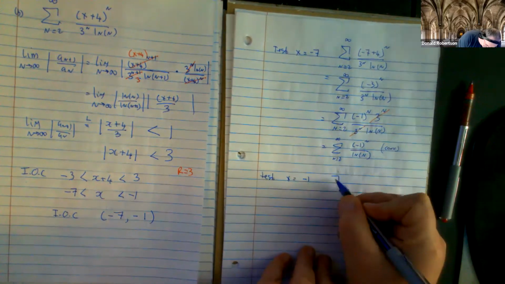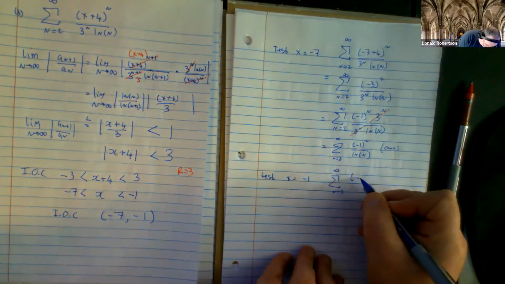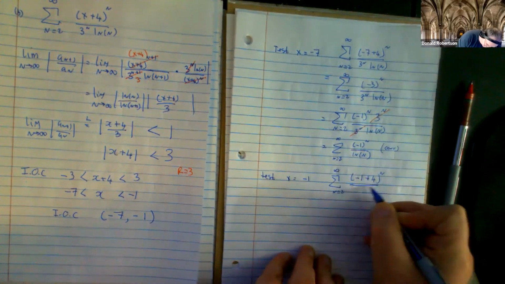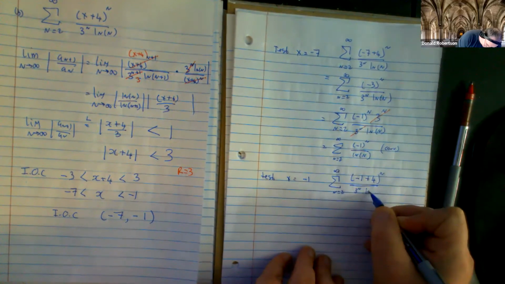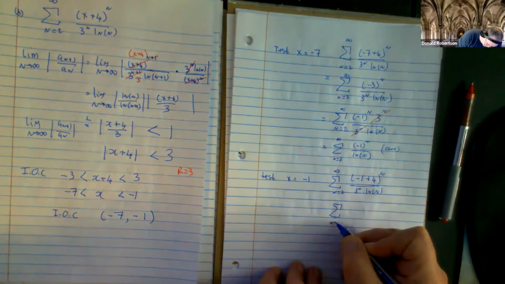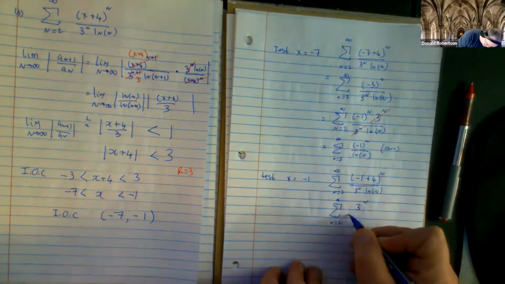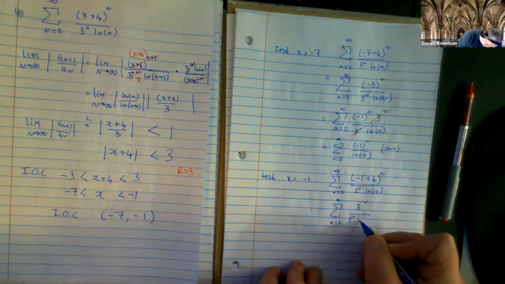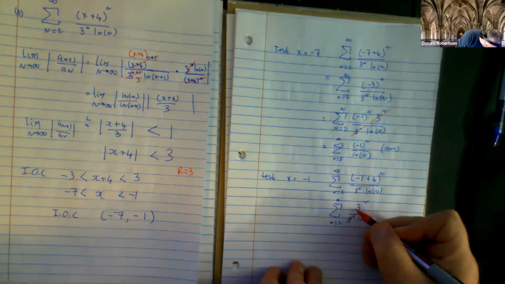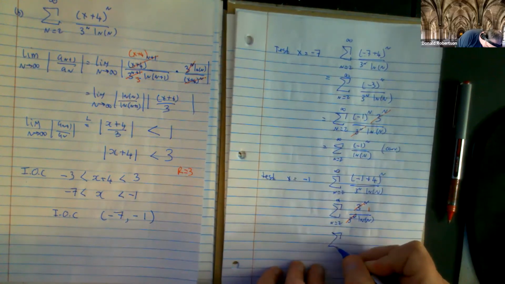So my series becomes -1 add 4 to the n over 3 to the n log n. It becomes -1 plus 4, 3 to the n over 3 to the n log n. And again, you get the cancel. Now I'm looking at this series.